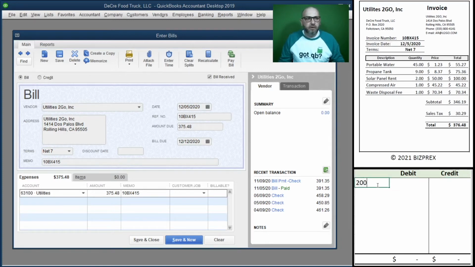So again, account 20,000. Our accounts payable is going up because we now owe more money to the vendor. In this instance, utilities to Go Inc. We owe them money.